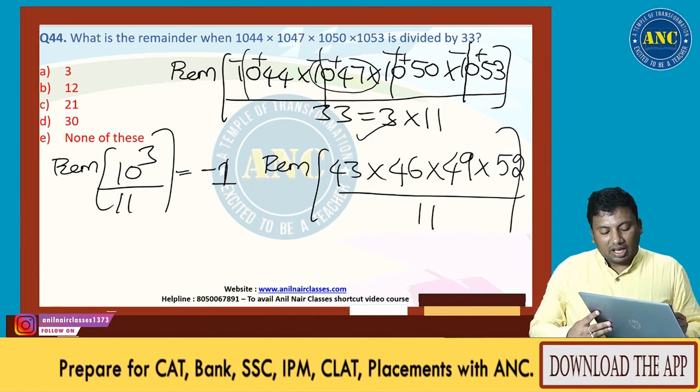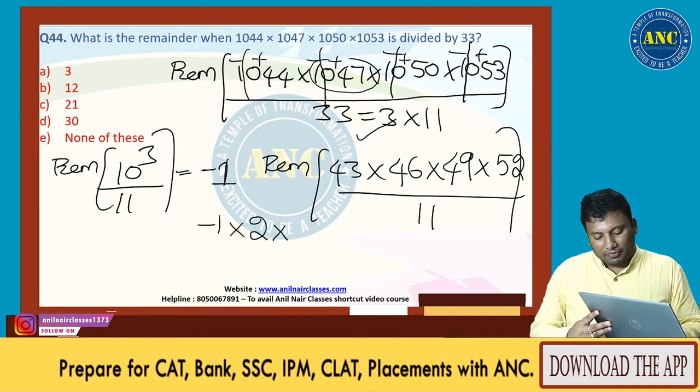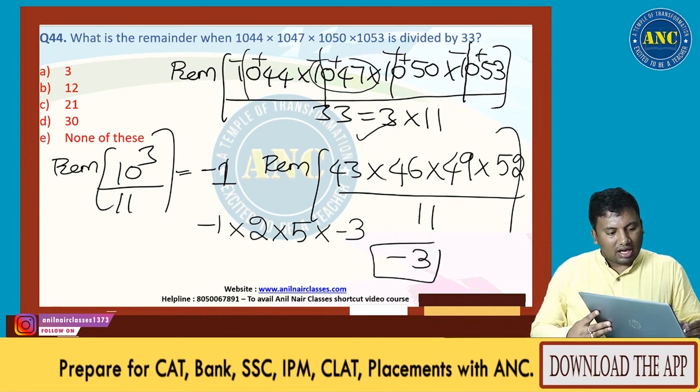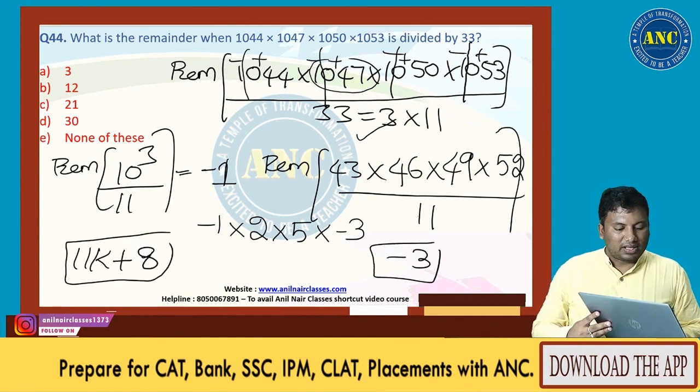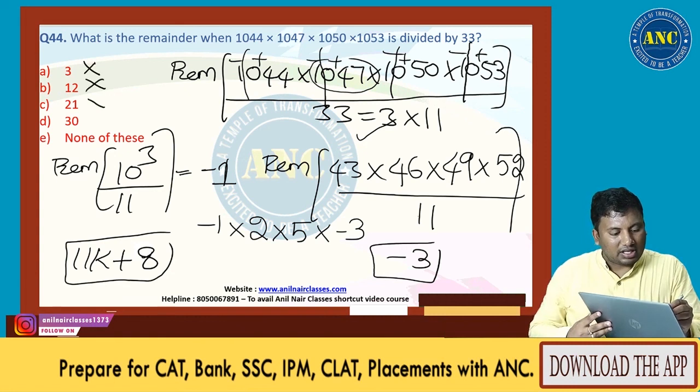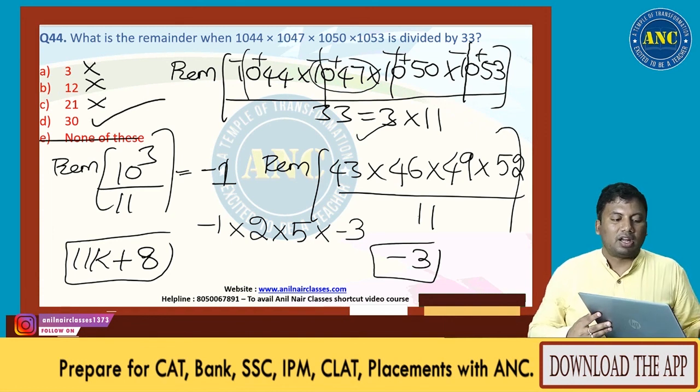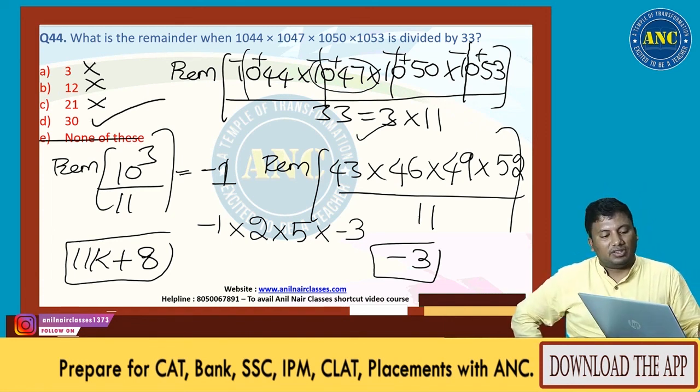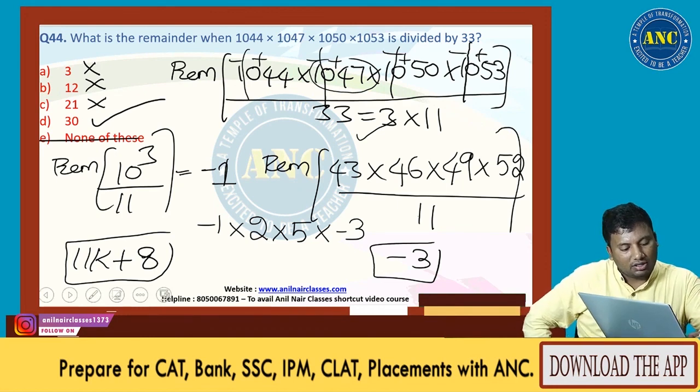11 4s are 44, minus 1, 2. 11 4s are 44, 5. 11 5s are 55, minus 3. Minus into minus is plus. 2 5s are 10, 10 3s are 30. 11 3s are 33, minus 3. 11k minus 3, or 11k plus 8. The answer should be of the form 11k plus 8. So it is not 11k plus 8; none of the options is. None of these means all 4 options are incorrect, but 30 satisfies. So it is none of these. I hope it is clear. Remainders we solved.